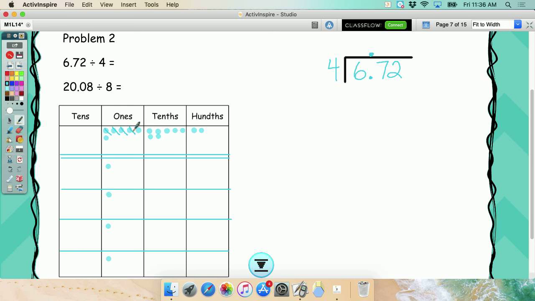Okay, so let's go to the standard algorithm. I have 1 in each group. 1 times 4 is 4. 6 minus 4 is 2. Now I need to check it. Is 2 less than the divisor? Yes. Okay, I can bring down the 7.